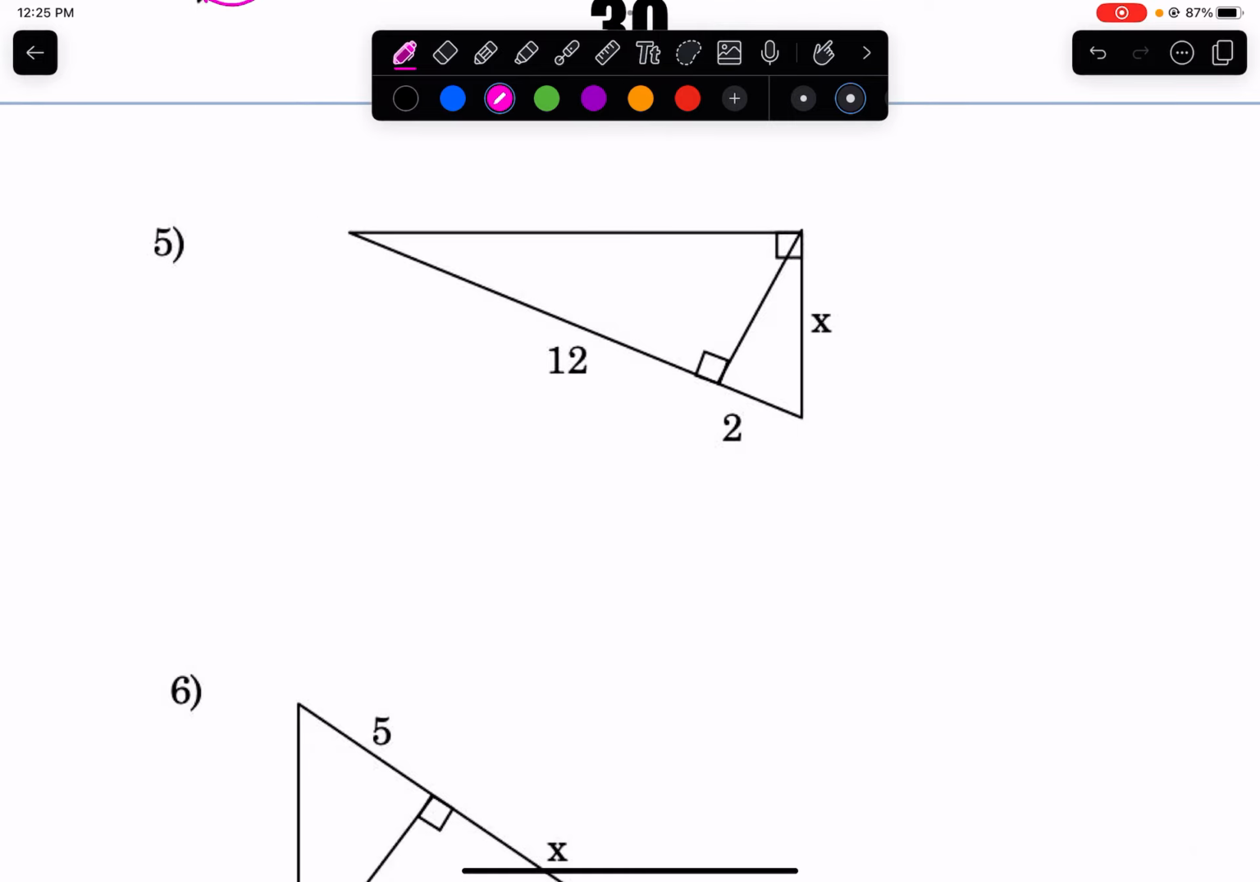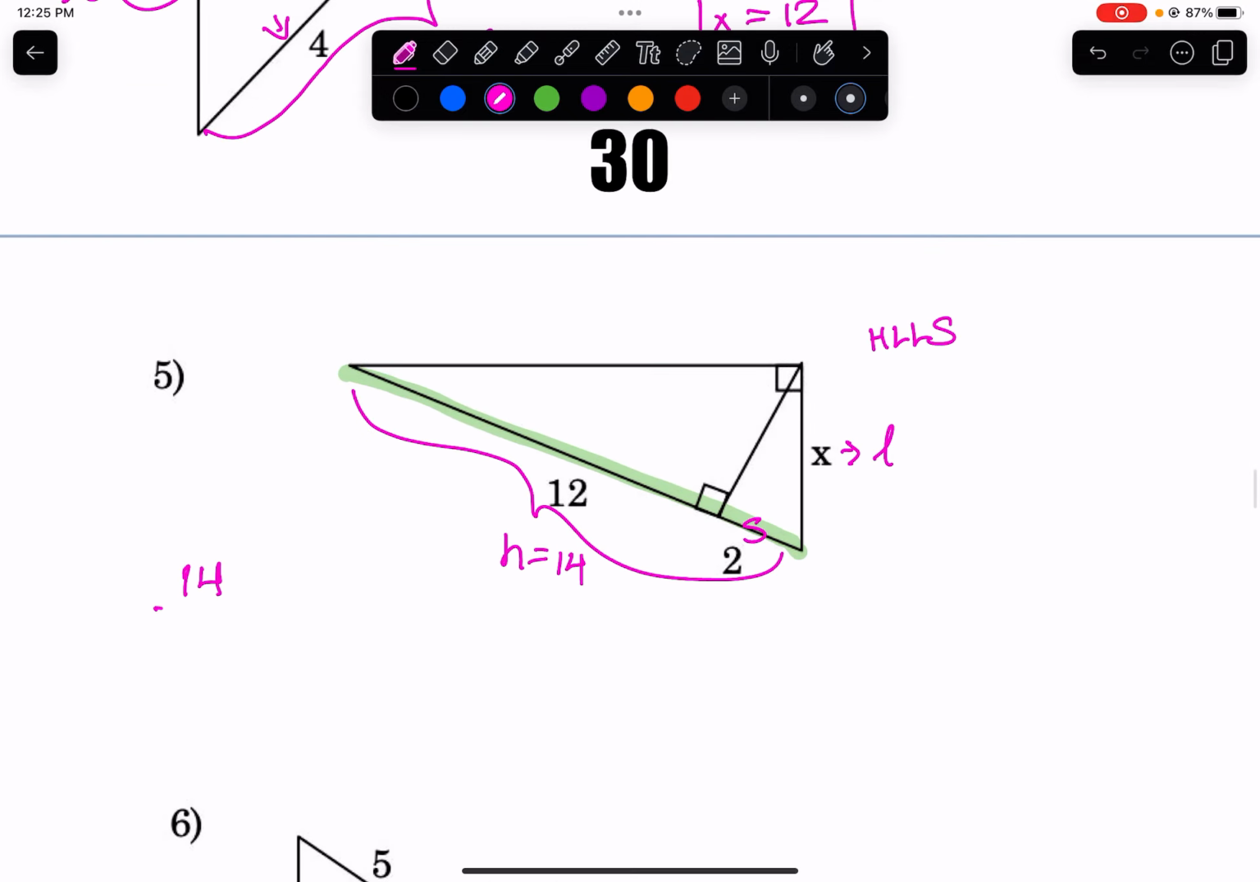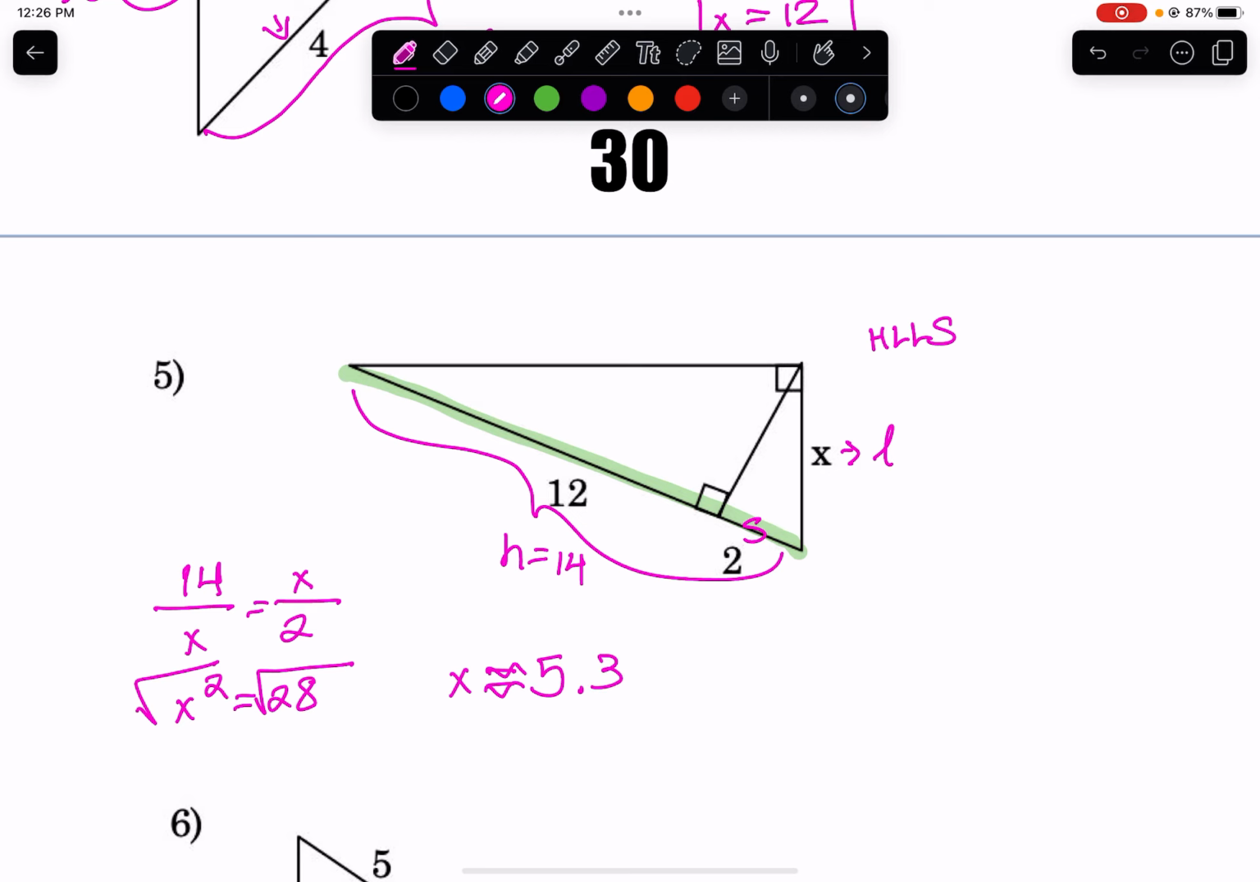So now again, we're going to look and see. We're given information about the hypotenuse, so we're going to use hypotenuse, leg, side. Let's label. Our hypotenuse is equal to 12 plus 2, which is 14. We have our leg and a side. So we have 14 over x equals x over 2. X squared is equal to 28. Take the square root of both sides to get that x is equal to 5.3 when we round to the nearest tenth.